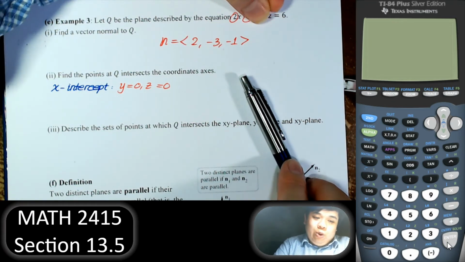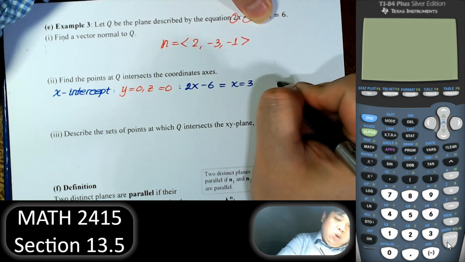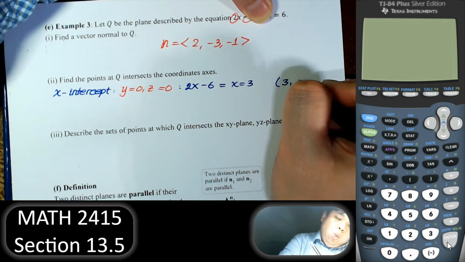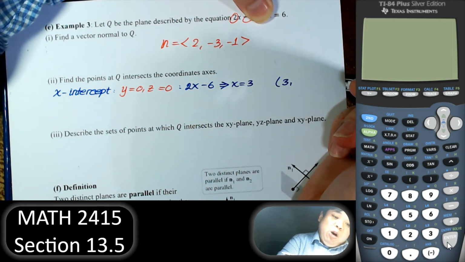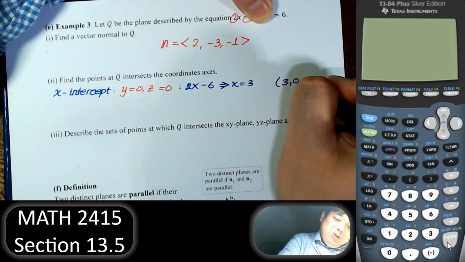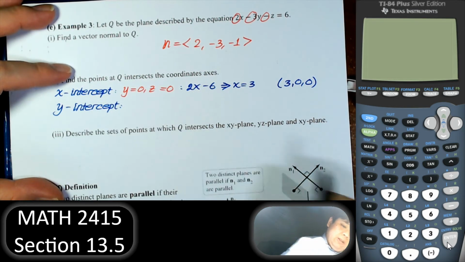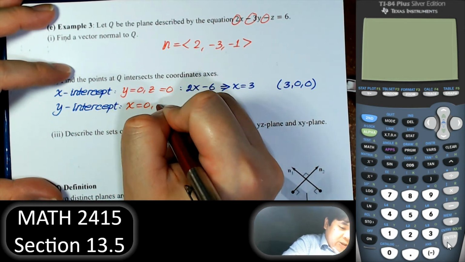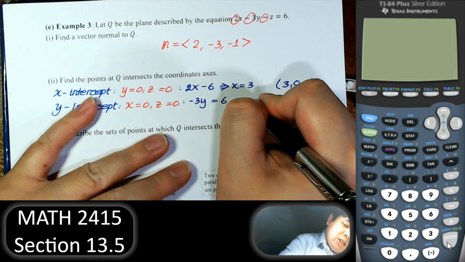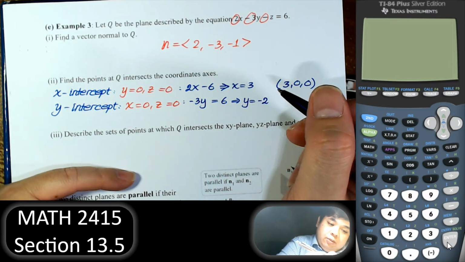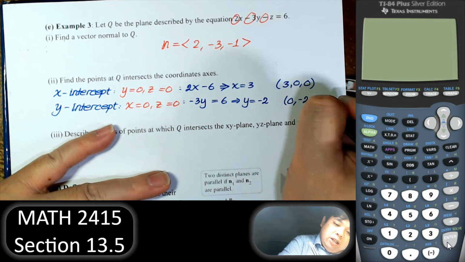So if y and z equal to 0, we have 2x equal to 6. So x equal to 3. So we have the point x equal to 3, y equal to 0 and z equal to 0. Likewise, y-intercept, the other two equal to 0. So we will have -3y equal to 6. So y is equal to -2. So we have x equal to 0, y equal to -2, and z equal to 0.